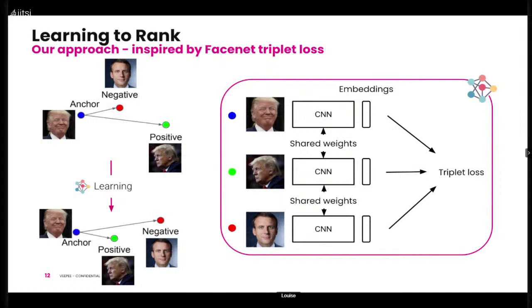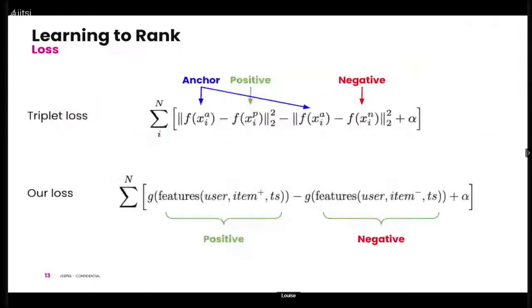And since these are images, this is done by convolutional neural networks. But the important thing here is that the weights of these networks are shared between each other. And finally, it computes a triplet loss, which has this formula here. I'm not going to go into too much detail, but in our case we modified this triplet loss a little bit. We forget about the anchors, and we only have the positive and negative items. And this is the most important part, in my opinion, of the way that we do the recommendations.